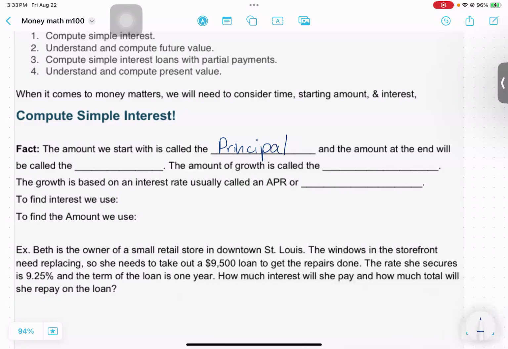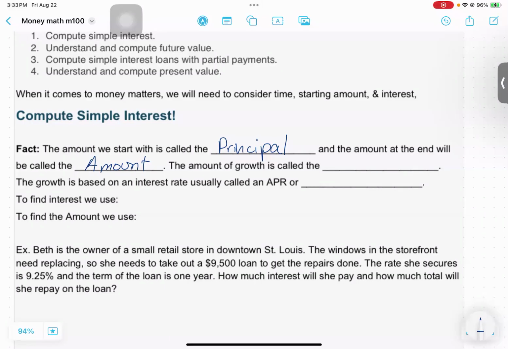There we go. Okay. And then the ending amount of money. Your book uses future value, but I like to use amount. That's amount at the end, A for amount at the end. Again, sometimes they use F for future value. It's after some time has passed.